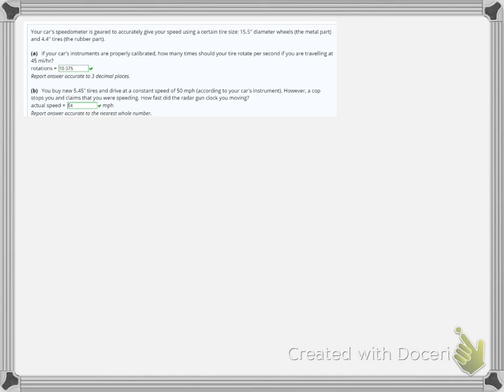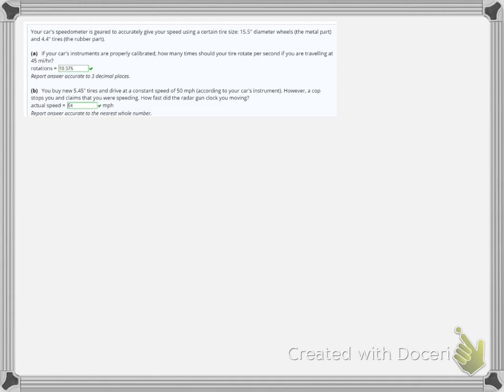If you're not sure how to do part A, watch the video that's given to you there on Canvas. But once you do part A, then you're going to look at part B. This one says you buy new tires that are 5.45 inches and you're going 50 miles an hour, and the cop says you're speeding, so they think you're going more than 50 miles an hour. So how do you figure out how fast you really are going? Here's what you're going to do.